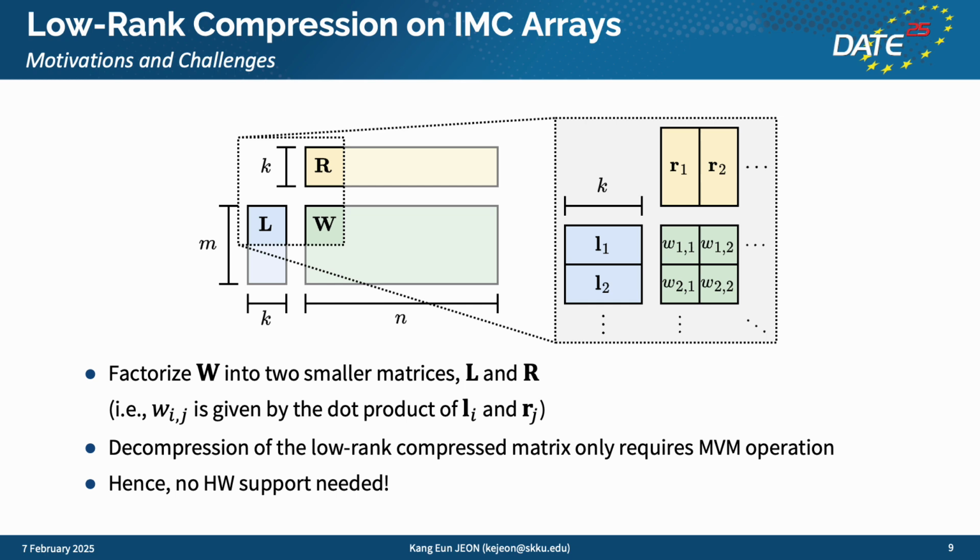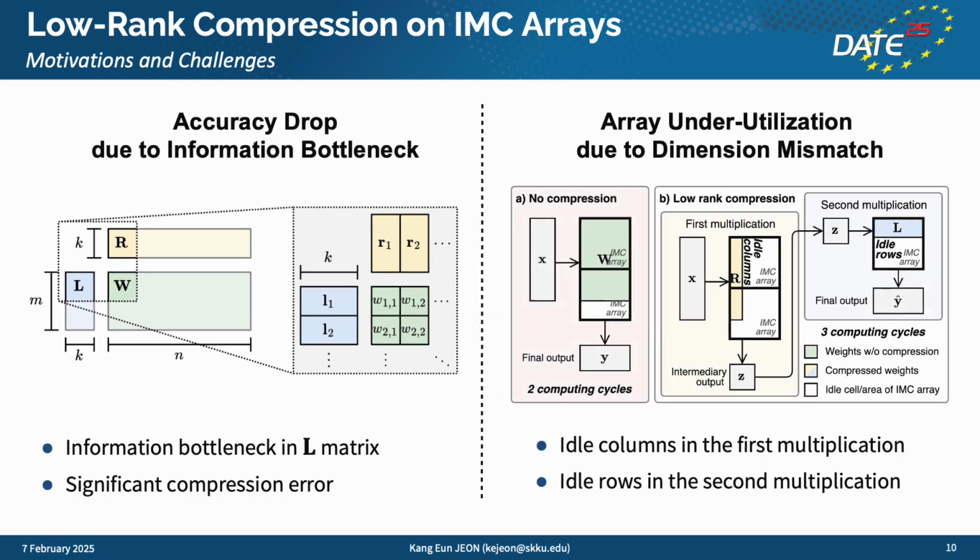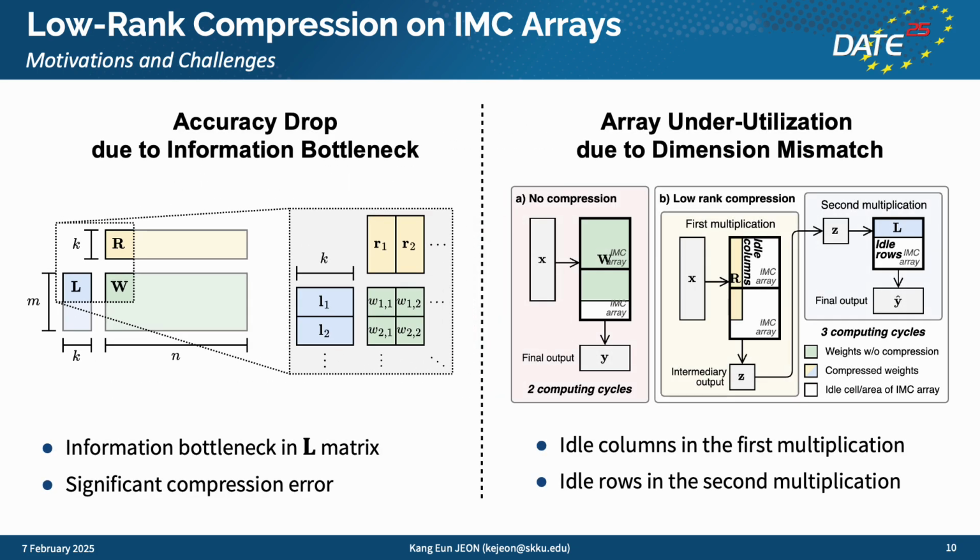Now, the great thing about the low-rank decomposition is that the decompression process only requires matrix vector multiplication operations, and we know that IMC is really good at this operation. This also means that no additional hardware support is needed, like pruning. However, adopting low-rank compression comes with its own set of challenges, namely accuracy drop and array underutilization.